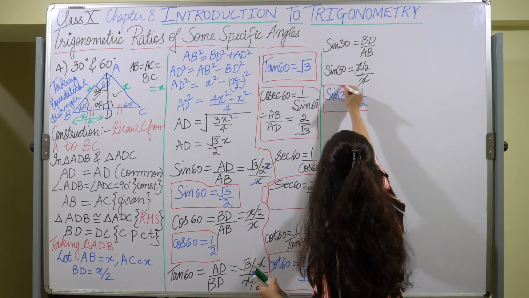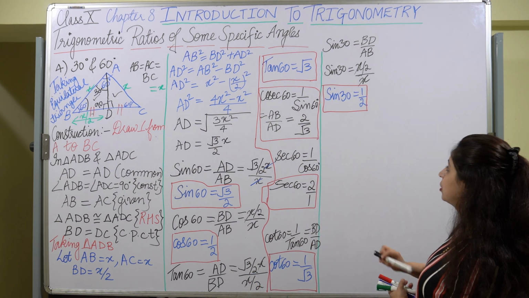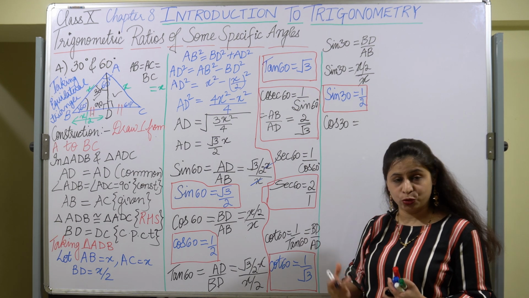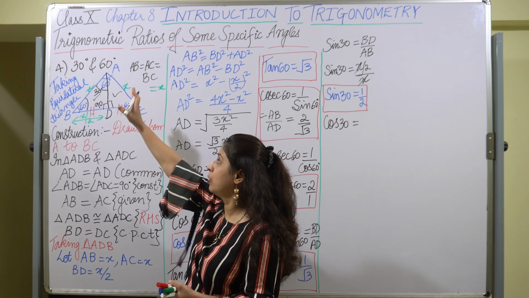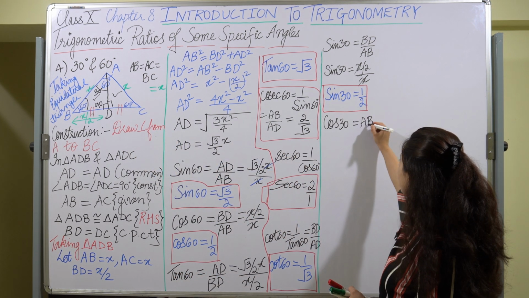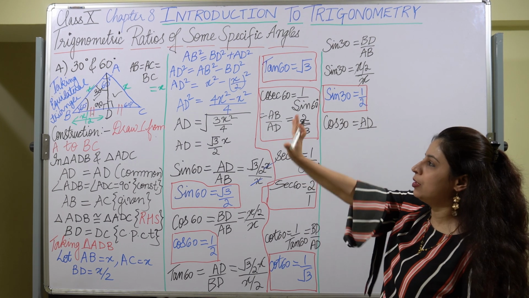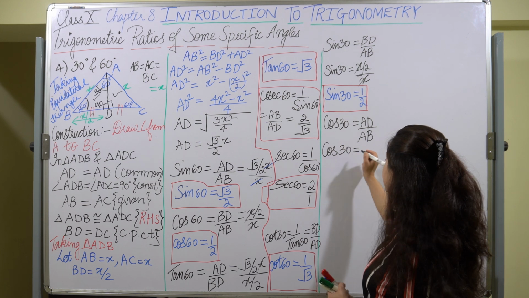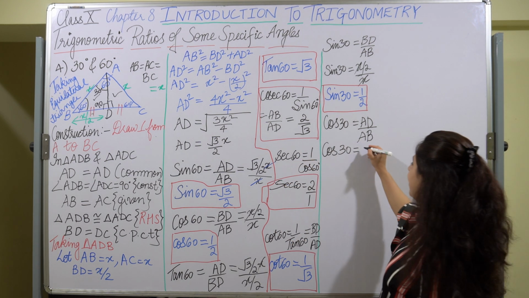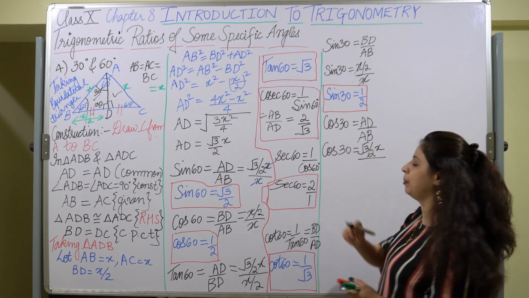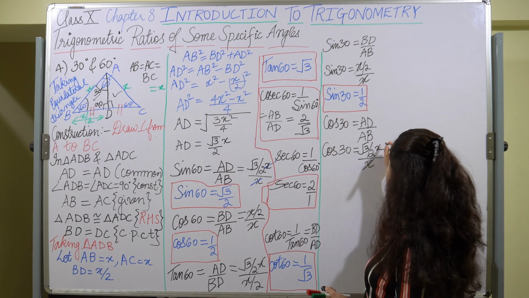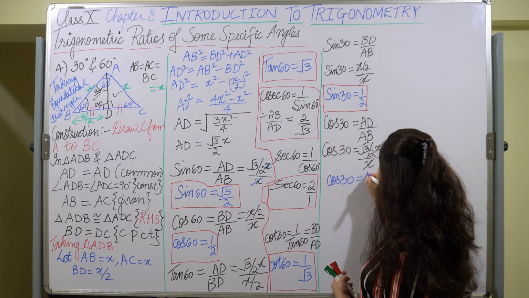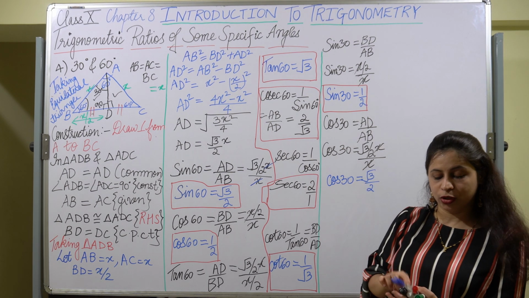So we got the first trigonometric ratio for 30 degrees. Now let us move ahead towards cos 30. Cos 30 will be base upon hypotenuse. For 30 degrees, the base will be AD, and the hypotenuse is AB. So cos 30 will be equal to AD, which is root 3 by 2x, upon AB, which is x. So x and x get cancelled. So cos 30 is equal to root 3 by 2.